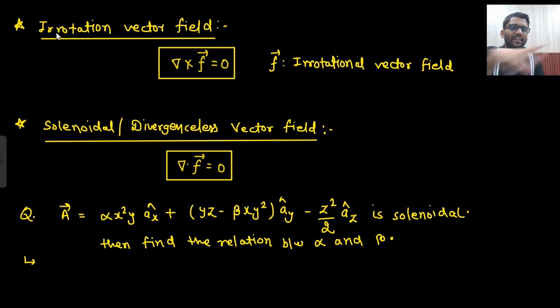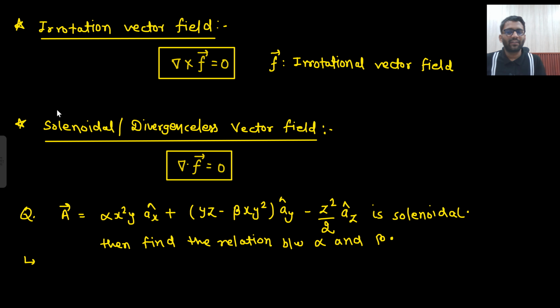So if someone is saying that the vector field is irrotational, like there is no rotation, what does curl show? Curl shows the rotation. I hope you remember this, right? So if they are saying it is irrotational, that means curl is 0. If a vector field is irrotational, that means curl is 0.